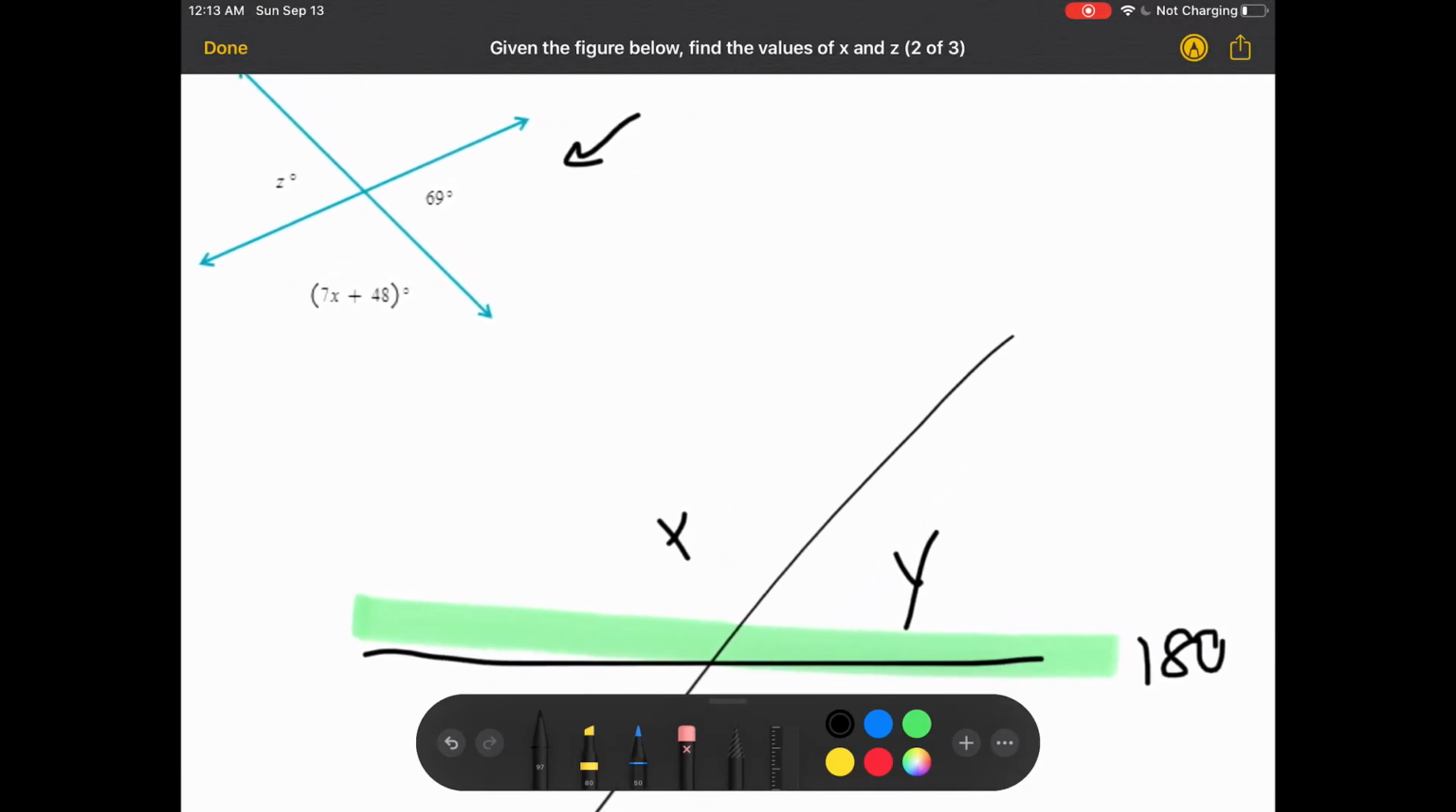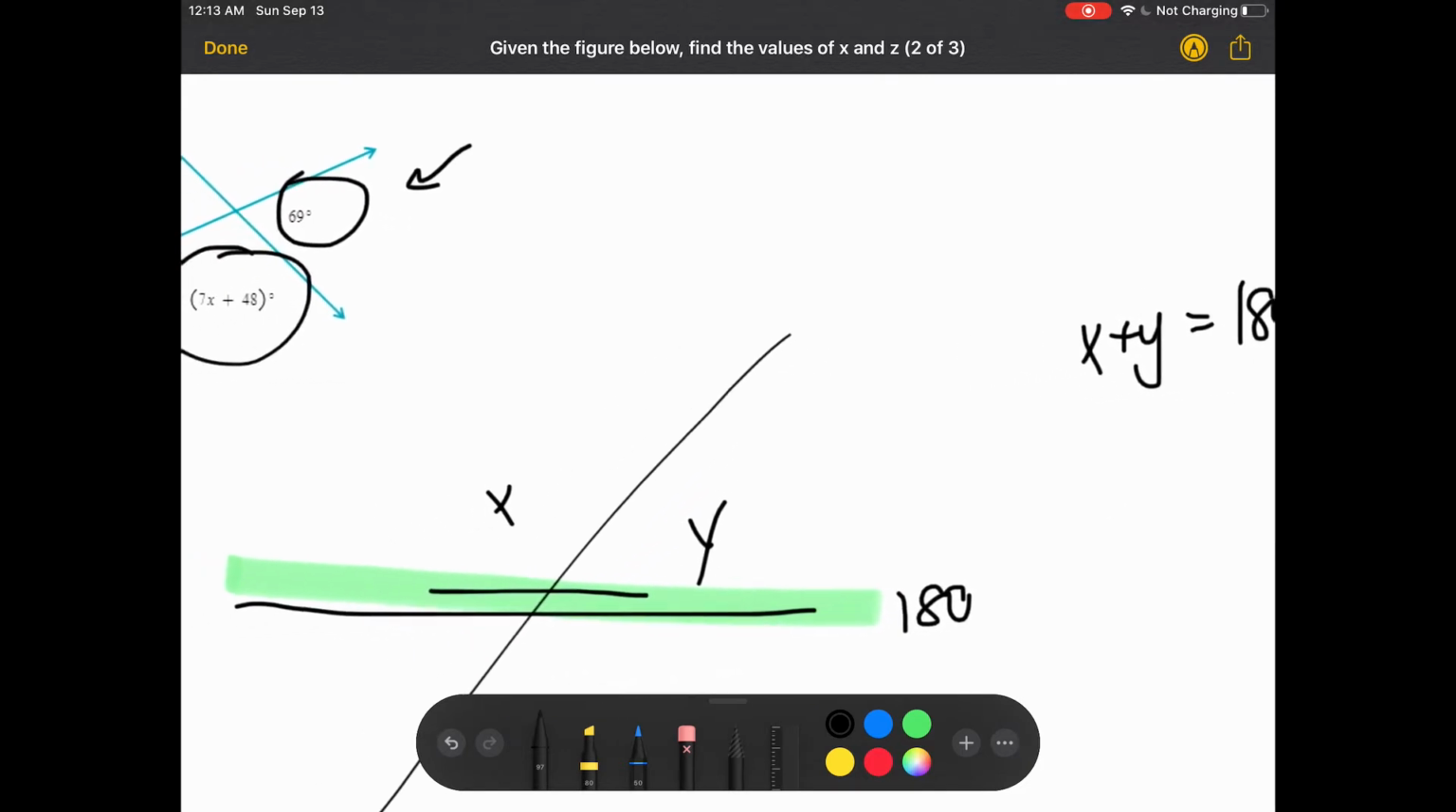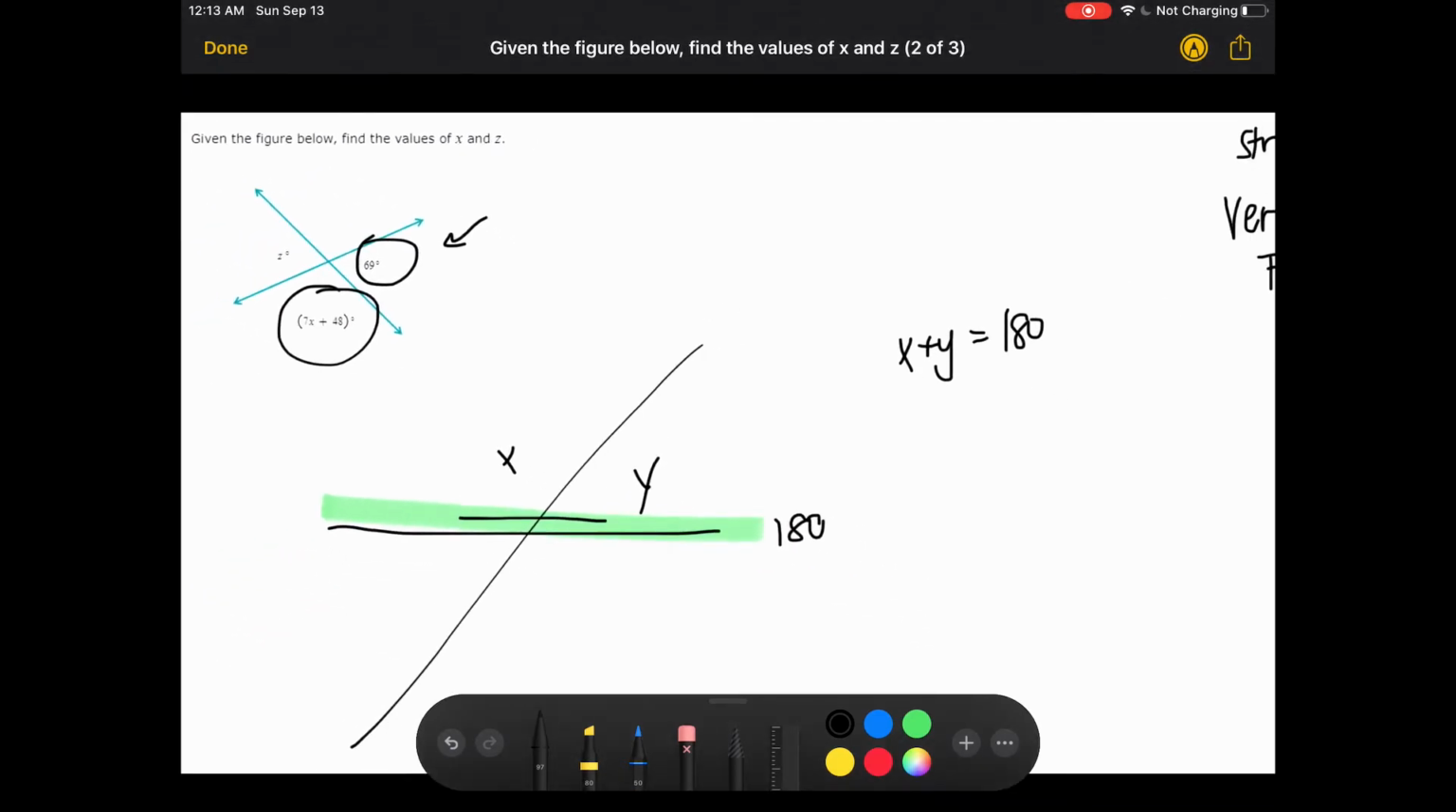So let's say I'm looking at this equation over here. I can put x and y, it doesn't really matter what it is. I can just say, well, this side plus this side equals 180. It doesn't matter which way you cut it. These two together are a line, and that's all you need to know. Okay, so let's just say this is x and this is y. So I input that into my equation. So 7x plus 48 plus 69 equals 180.